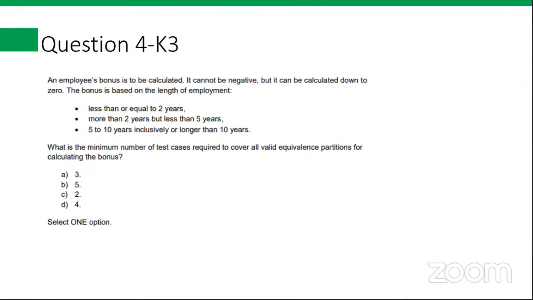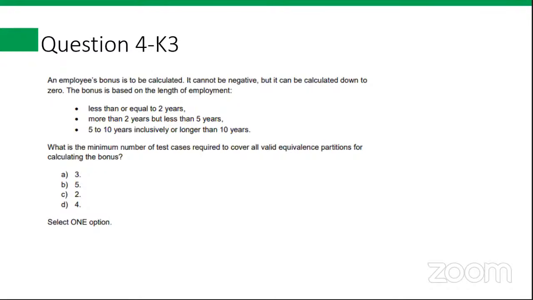Equivalence partition means you have a certain set of partitions or values, and based upon these partitions, you are supposed to pick up one value from each partition. That's how the test case will be prepared. Say you have 10 partitions, which means you will have 10 test cases. You have 20 partitions, 20 test cases. So the count of the partitions is going to be the count of your test cases.